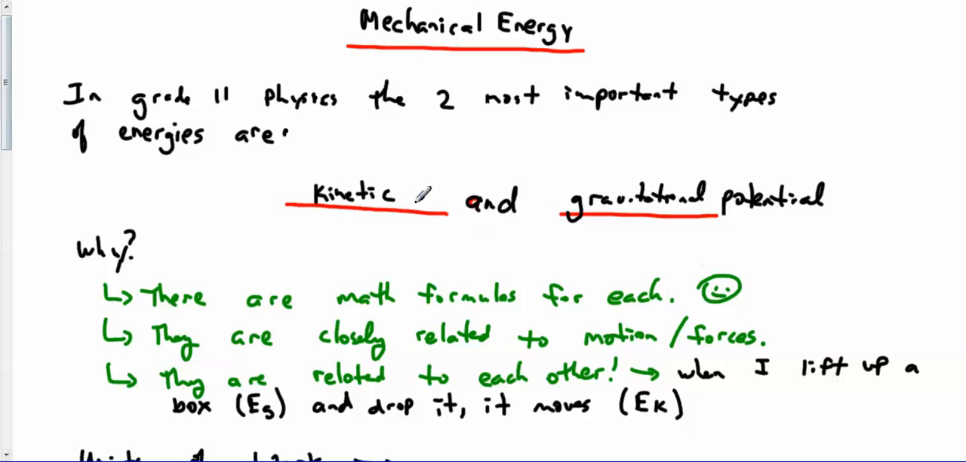Oh, and something I forgot to write here, and I'll squeeze it in right here. Mechanical energy is equal to EK plus EG. So if a question says, what's the mechanical energy of an object, I would have to find its kinetic energy, I'd find its potential energy, I'd add them together, and I'd report that as my answer.